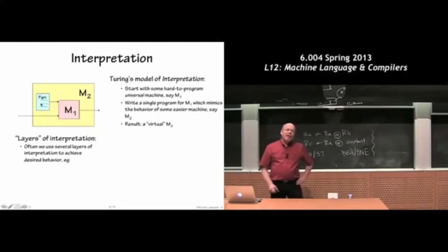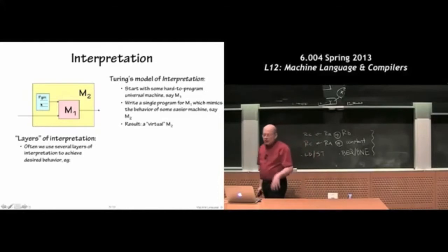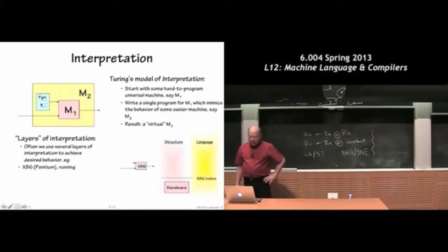And by interpret, what I mean is that it doesn't do a permanent translation from M2 to M1. What it does is take a representation of the M2 program and then just look down and do each statement one at a time while the program is running. There's no permanent translation that goes on. That'll come up in the next part.